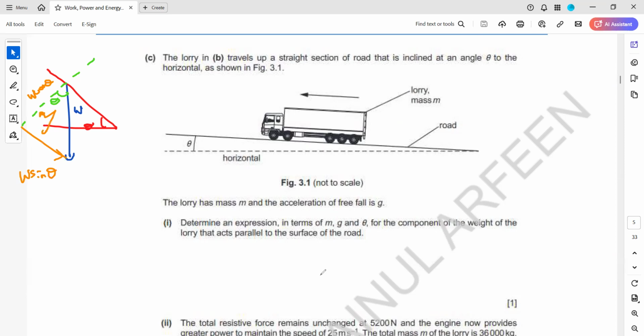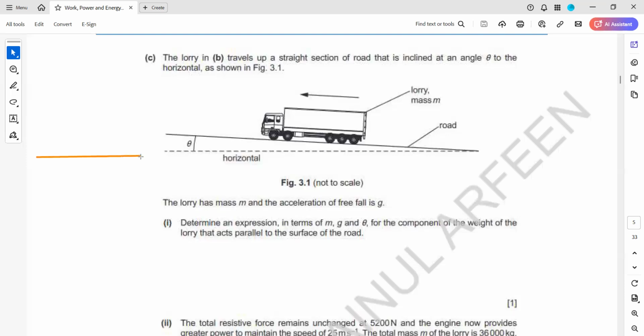So this is on an inclined surface. We discussed the topic of inclined surfaces. The green line is representing the plane. Whenever you have anything on an inclined surface, there are two components of the weight. So this is an inclined surface, and here we have the lorry.